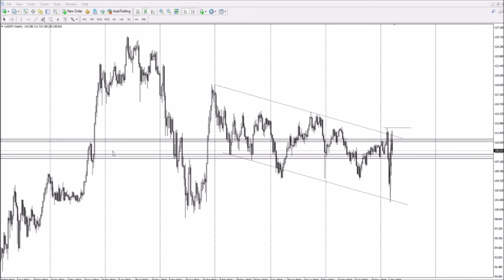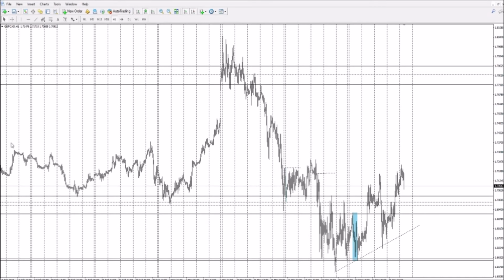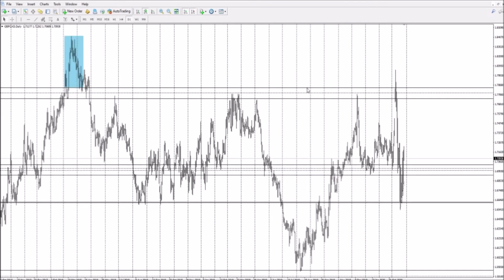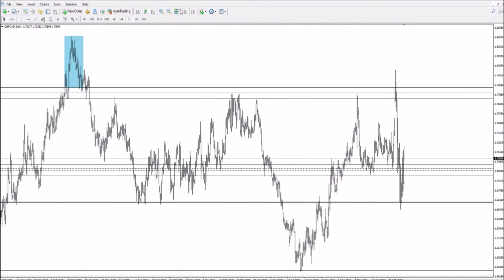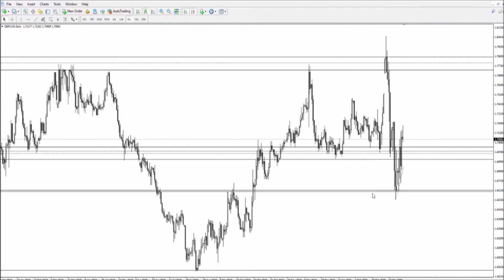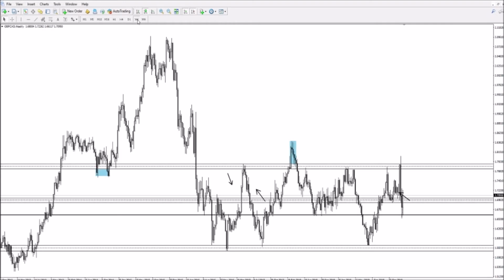Pound CAD was one of the main things I was watching, and it just didn't give me what I wanted, so I stayed out of that. If we go to the daily time frame, these were the lows that we were looking at on the higher time frames to go to get on board shorts, because I felt that this was very bearish price action.